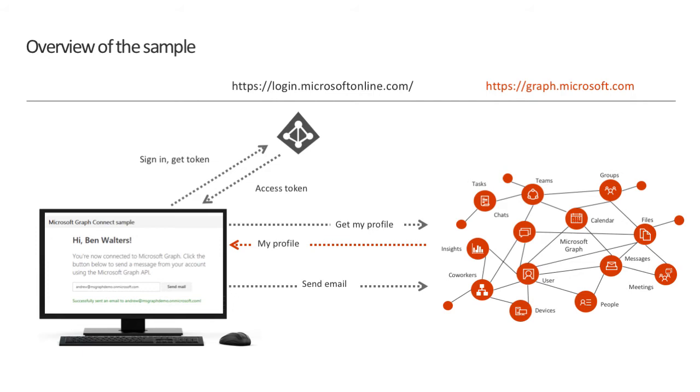Then I can send an email from this account, or from the Ben Walters account. So there I can plug an email address in and then just click send email. And what that will do is send an email using the Microsoft Graph API from the currently logged in user to the target email that I specify there.